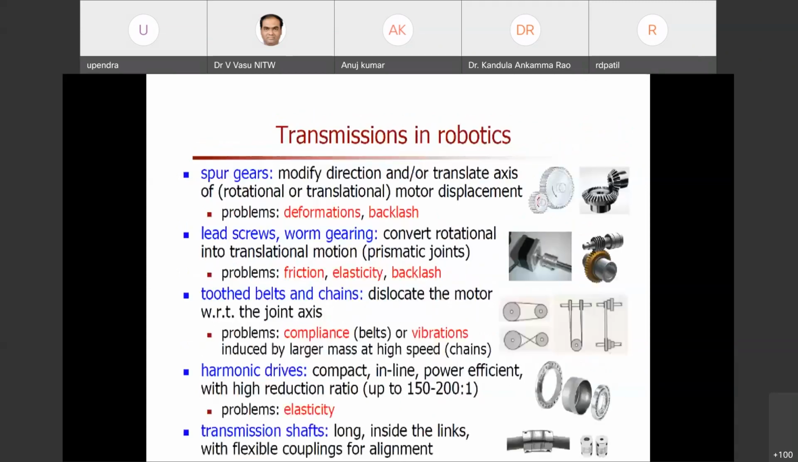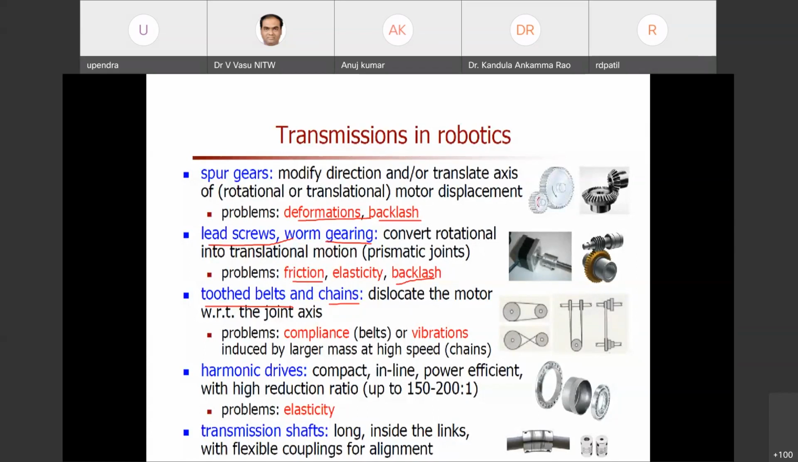So these are some of the important transmissions mainly used in robotic systems. We have spur gears, but the main problem is deformation and backlash error. We also have lead screws and worm gears, and the main drawback is the backlash error, and friction is another important problem. And toothed belts and chain belts can also be used for transmission of the torque from the motors to the link.